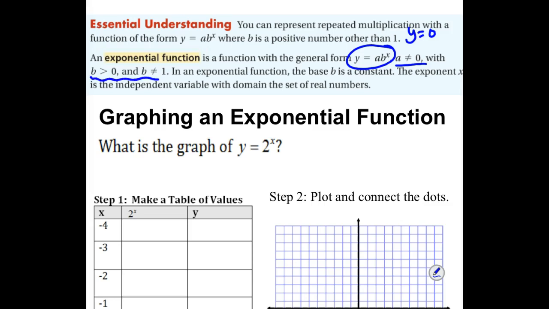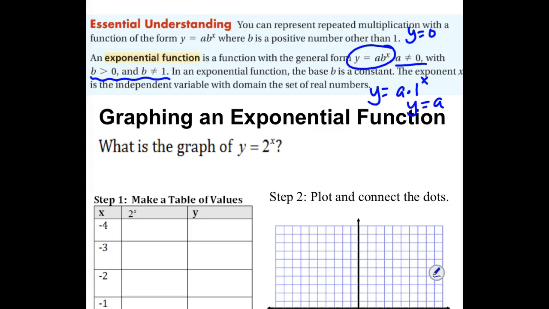Our other restriction, b has to be a positive number, something bigger than 0, and it can't be a 1. What would happen if it was a 1? What's 1 to the x power? 1. Doesn't matter what power I put in there, right? It's always going to be a 1. 1 times a is going to be a. We would get another horizontal line at y equals whatever a is.